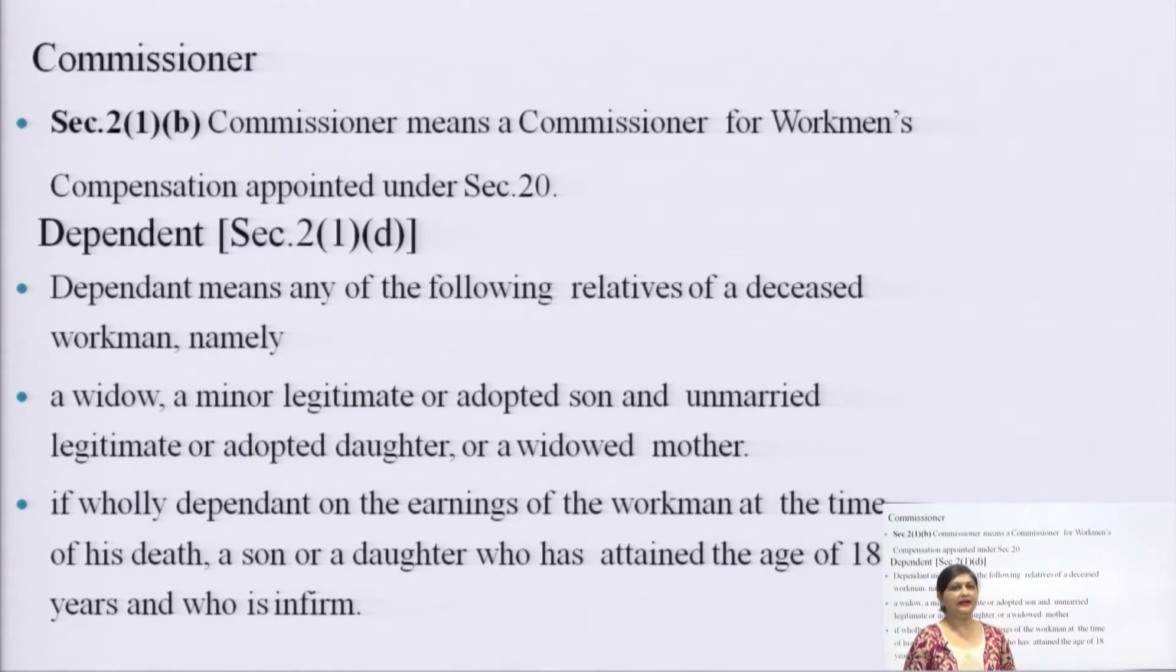Now, next is dependent. Dependent means any of the following relatives of a deceased workman, namely a widow, a minor legitimate or adopted son, an unmarried legitimate or adopted daughter, or a widowed mother. If wholly dependent on the earnings of the workman at the time of his death, a son or a daughter who has attained the age of 18 years and who is infirm.